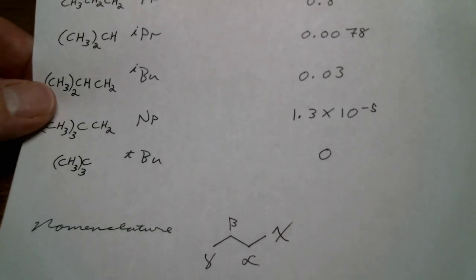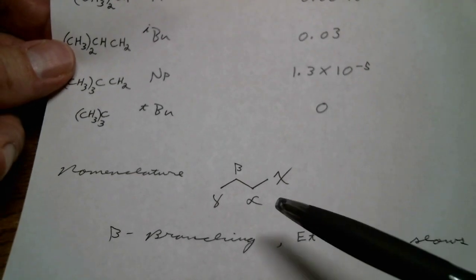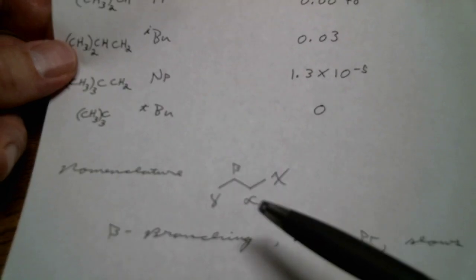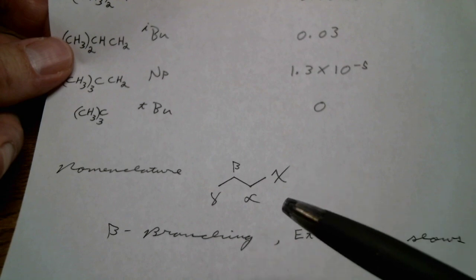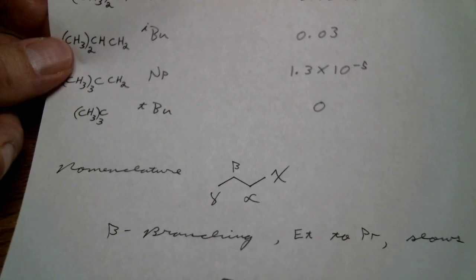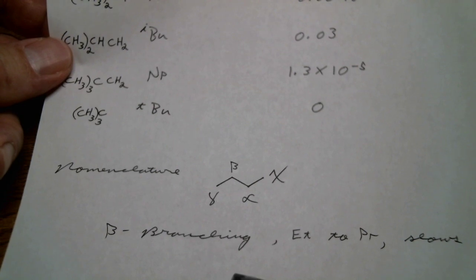So a little on naming. Our reactive carbon center that's bonded to our halide or leaving group is the alpha carbon. A carbon adjacent to that is a beta carbon. A carbon adjacent to that is gamma, and so on and so forth.